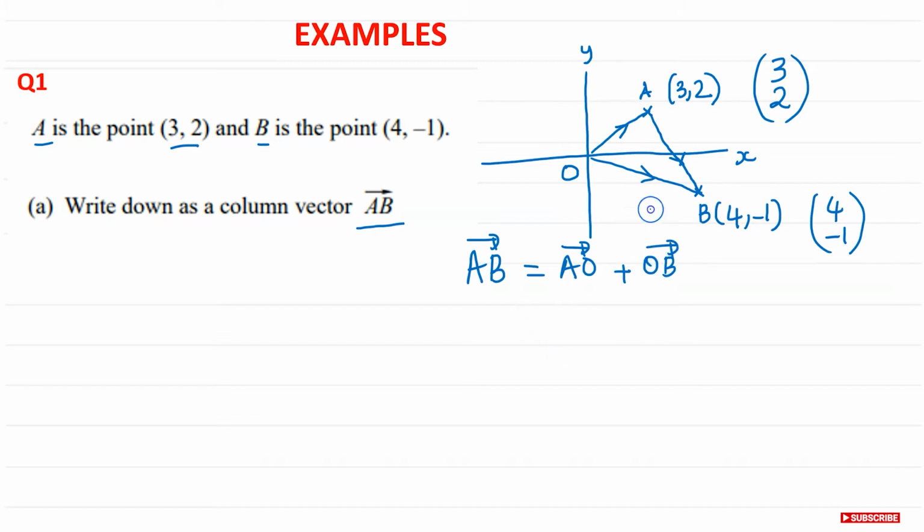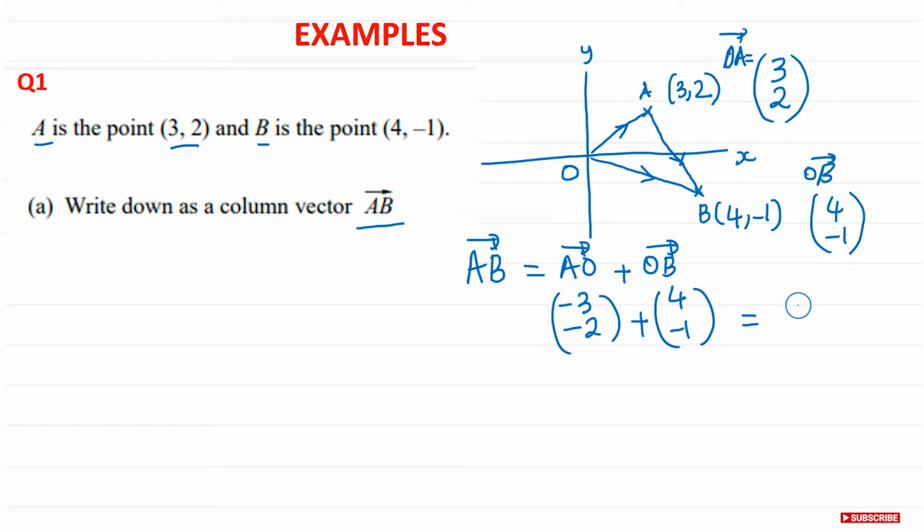Okay, so A to O I know is going to be the negative of (3, 2), because I'm going in the negative sense, because this one is actually OA. This is vector OA, and this one is vector OB, guys. Okay, so this is going to be the negative of (3, 2), plus vector OB, which now we know is (4, -1). So if you add these two, -3 plus 4 is going to give you 1. And then -2 plus -1, that's going to be -3. So now you know what's going on.